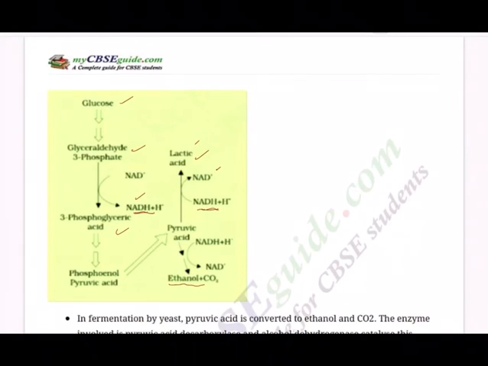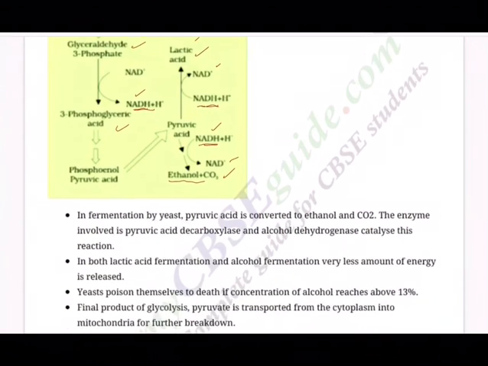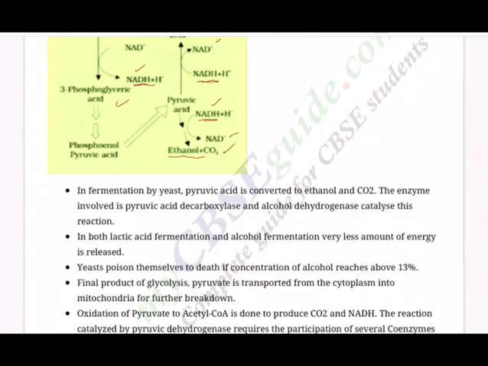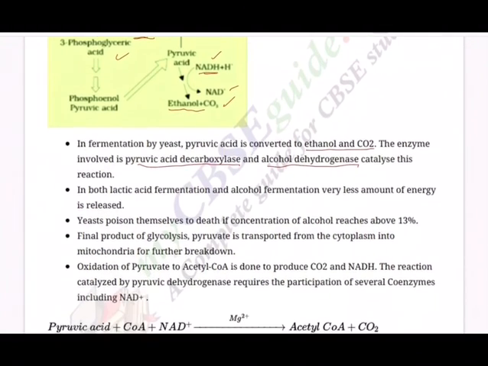And this pyruvic acid also forms, in the presence of fungi, ethyl alcohol, ethanol, and here again NADH, a high energy compound, is being spent. NADH is becoming NAD+. So this process is called fermentation. In fermentation by yeast, pyruvic acid is converted to ethanol and CO2. The enzymes involved are pyruvic acid decarboxylase and alcohol dehydrogenase, which catalyze this reaction.